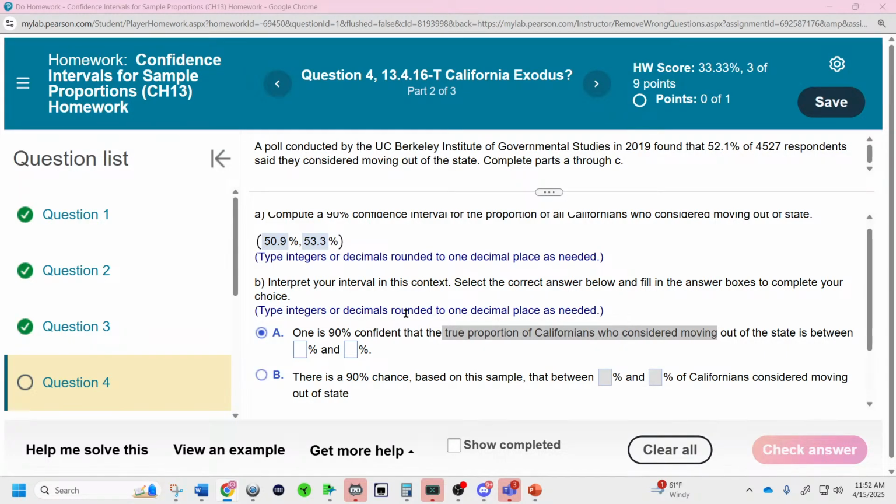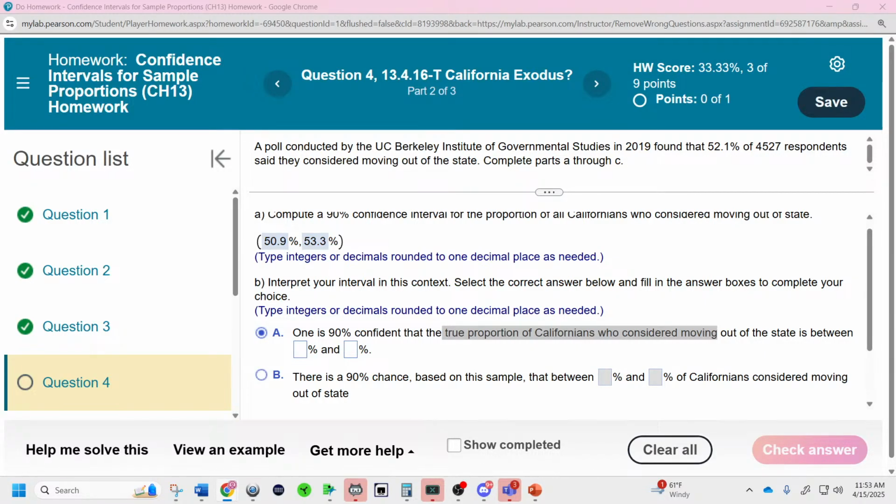I got to say confidence. I am blank percent confident that the true blank is contained in the interval blank to blank. So try to interpret it right here.